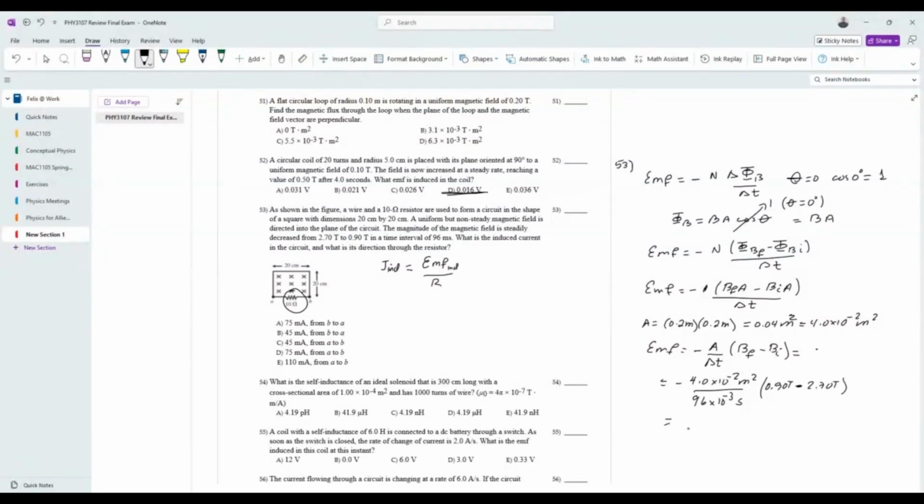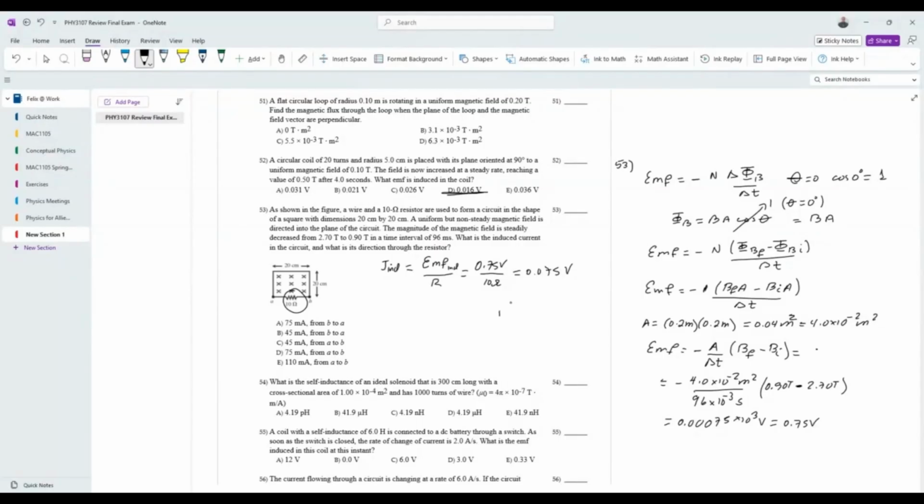So at the end, we're going to get that this is 0.75 volts. This would be the electromotive force induced. So now to calculate the induced current, you divide the 0.75 volts by the 10 ohms of this resistor, and it gives you 0.075.